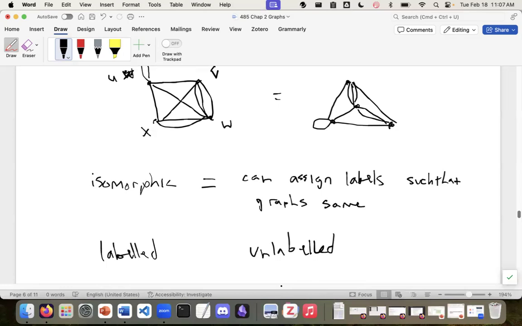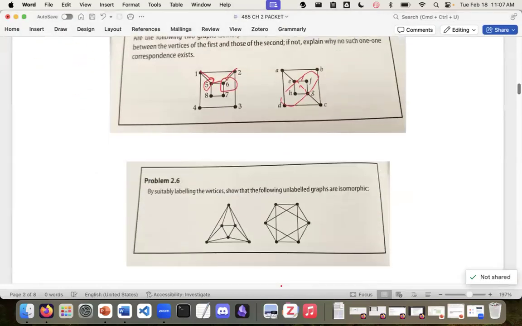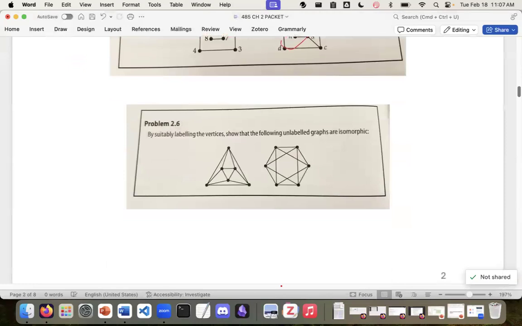Okay, so then I think we've got packet problem 6. I'll give you like 2 minutes to do this. Then we'll go over this problem, and then I want to talk about the last one in the math packet to close us out for today.